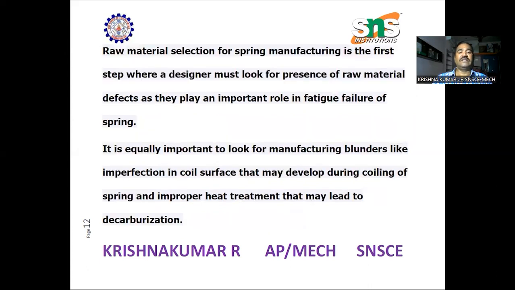Raw material selection for spring manufacturing is the first step where a designer must look for the presence of raw material defects as they play an important role in fatigue failure of the spring. It is equally important to look for manufacturing blunders like imperfection in the coil surface that may develop during coiling of the spring, and improper heat treatment that may lead to decarburization.